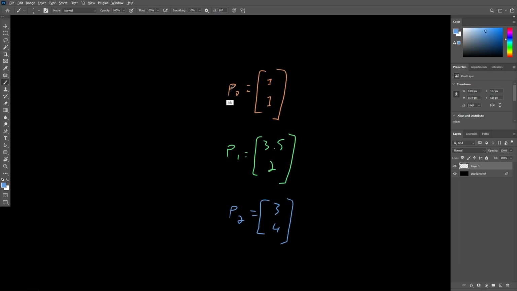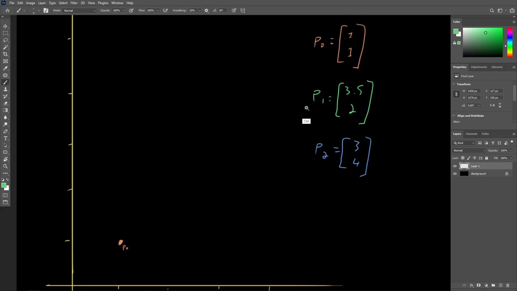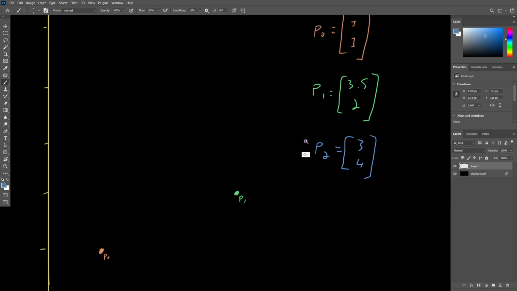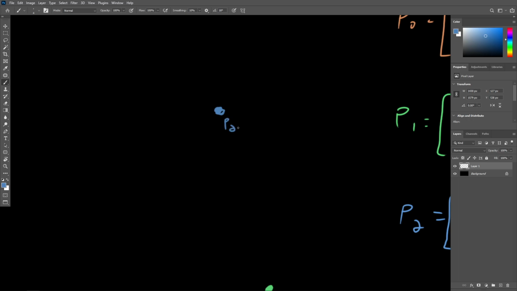All right, let's quickly plot those points. P0 at 1, 1. This is P0. We've got P1 at 3.5 and 2, so that is right around here. This is P1. And finally, P2 will be at 3, 4, so 1, 2, 3, 4. That will be right around here, and that will be P2.